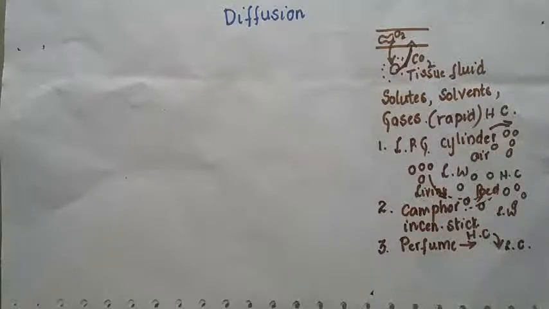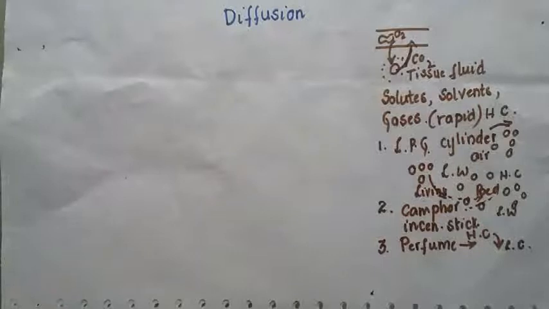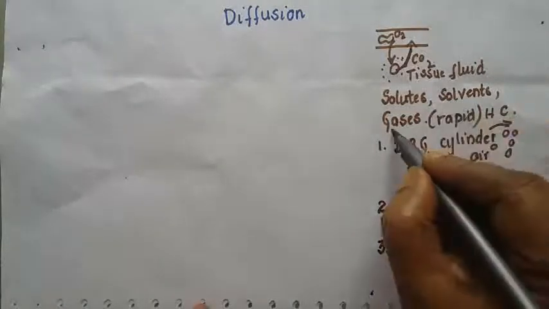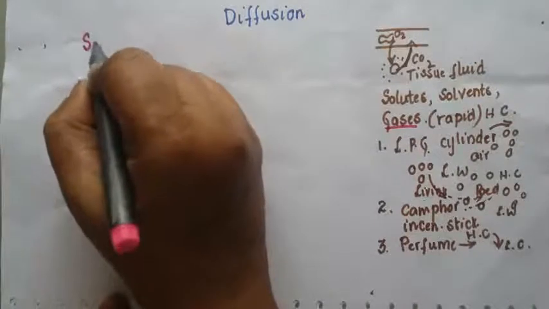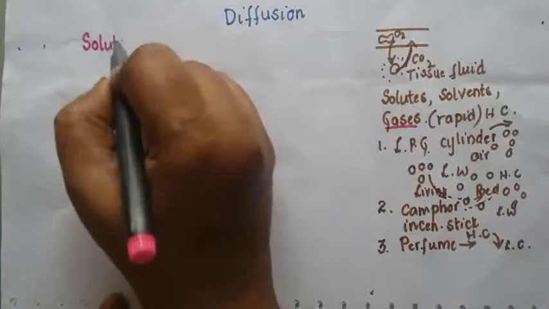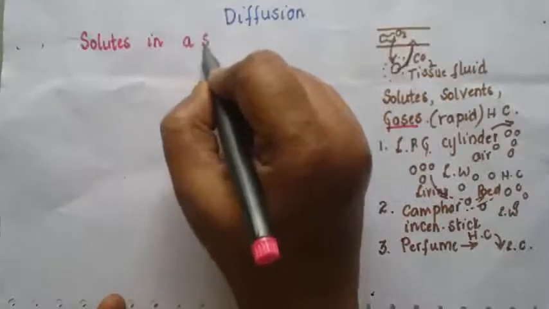Fine, children? Now let us take some examples of diffusion of solutes in a solvent. These were the examples of diffusion of gases. So let us take up some examples of diffusion of solutes in a solvent.